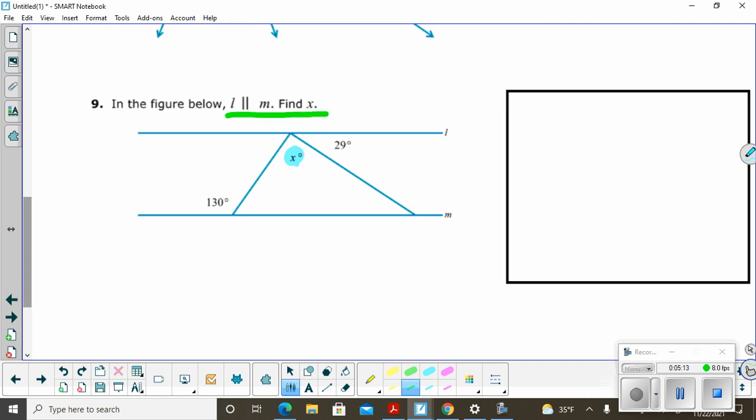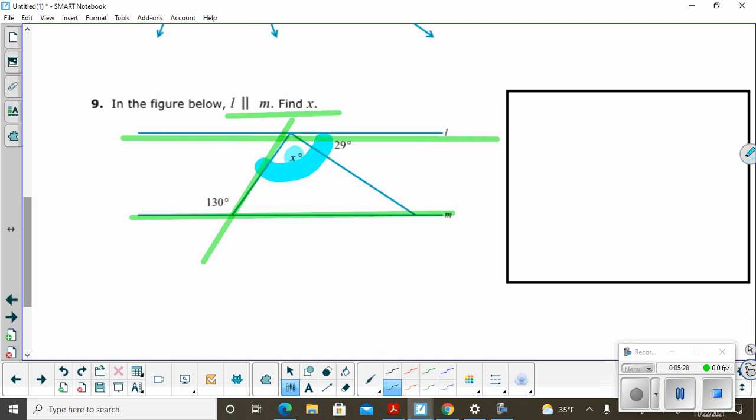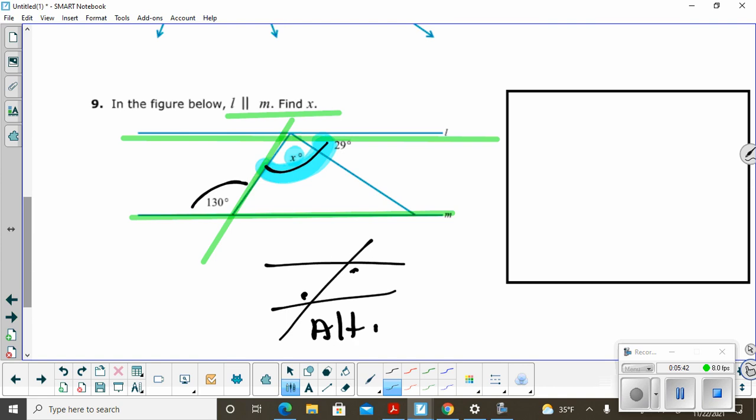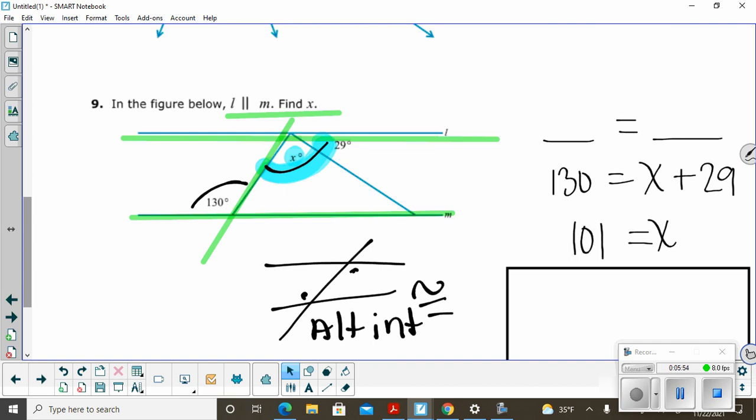Our last question we're going to look at is this one right here. We need to find what is our x right there. Now, if you look, number one, the information says that L is parallel to M. So M and L are parallel. I see a transversal that runs through there, which means that this entire angle and this angle here are going to equal each other because they are alternate interior angles. And alternate interior angles are congruent.